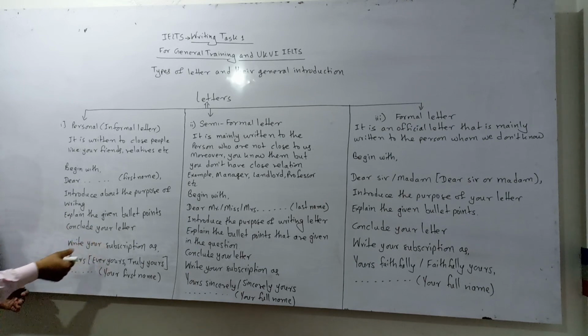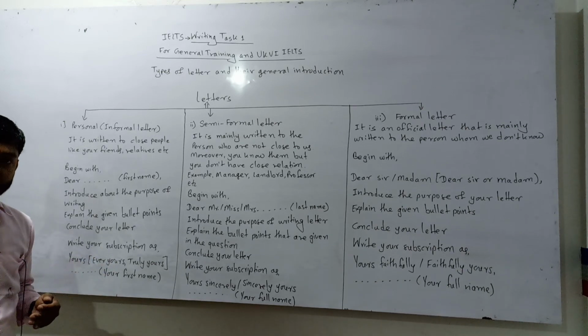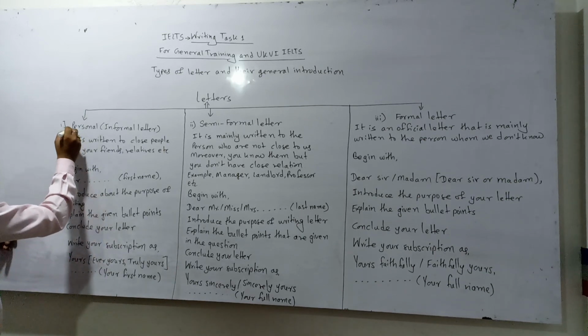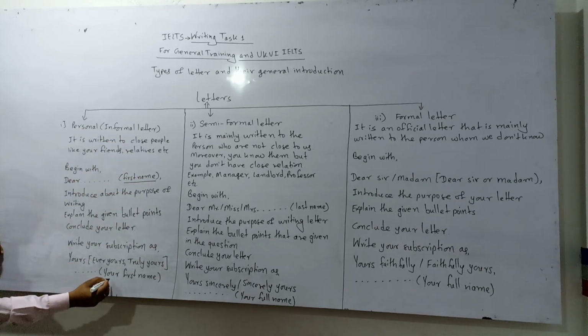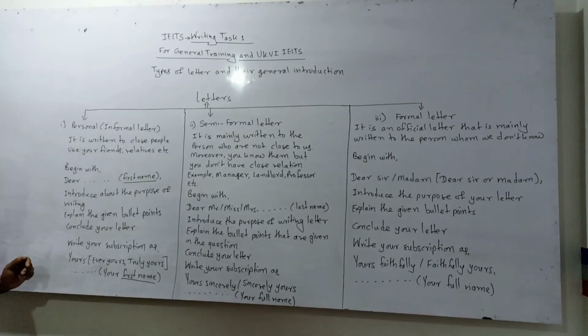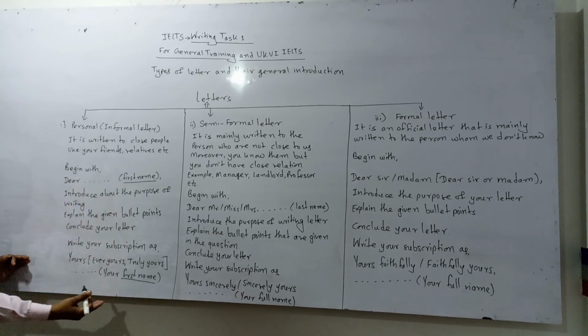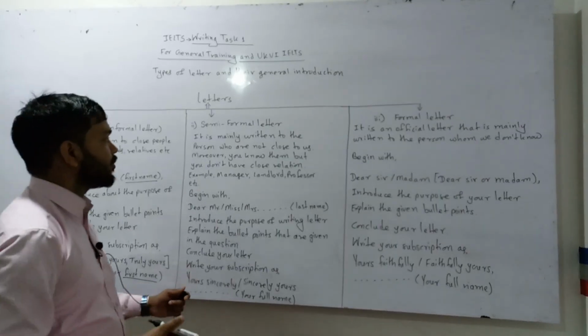Then you should write the subscription, that means yours, ever yours, truly yours, your obedient, your friend, like this, and put just your first name. That means in the personal letter you begin with the first name in the greeting and write at the end also the first name. That is always important, right? Any confusion? Now we go for the semi-formal letter.